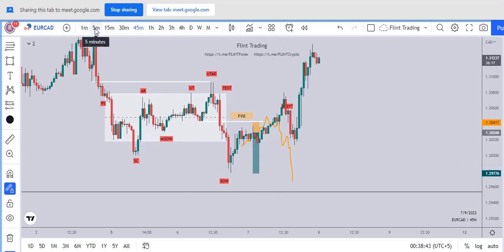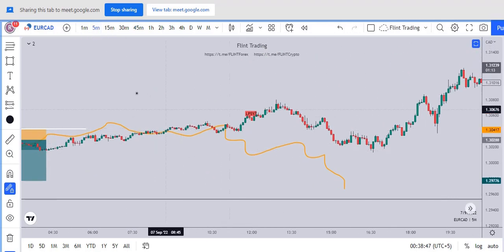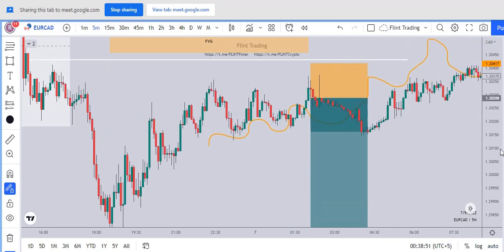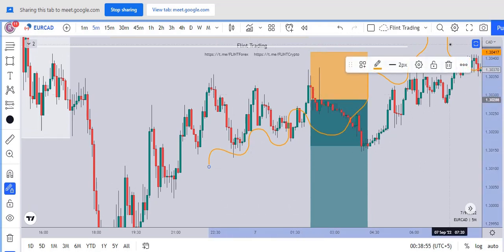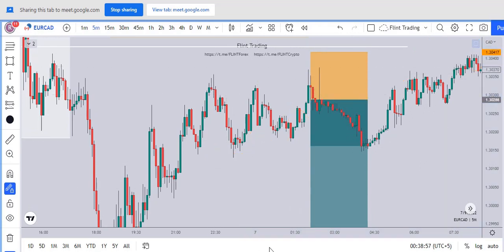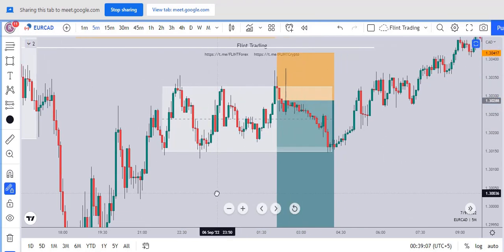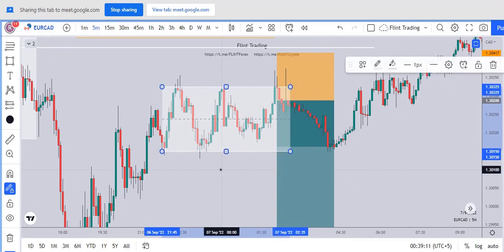Now let me just go to my entry time frame. I was looking at the entry on this one. So it was pretty much this way. Yeah, it was pretty much this way. I was looking at this way.